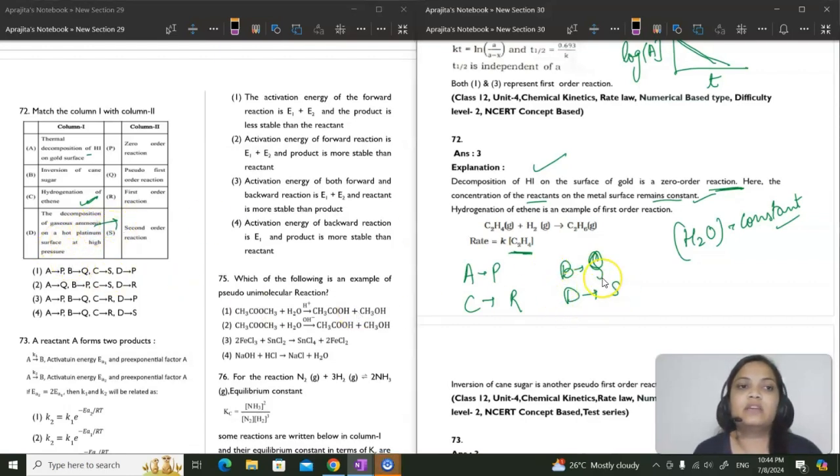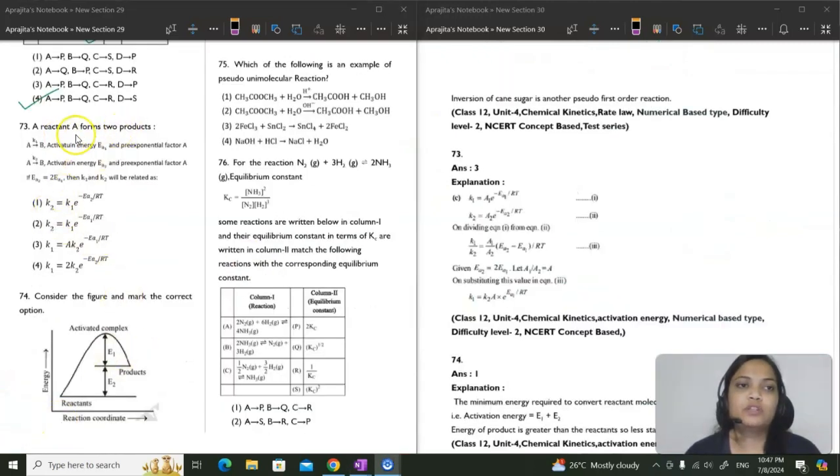That is the decomposition of gaseous ammonia on a hot platinum surface. It's a second order reaction. So A-P, B-Q, C-R and D-S. The answer is option number 4.